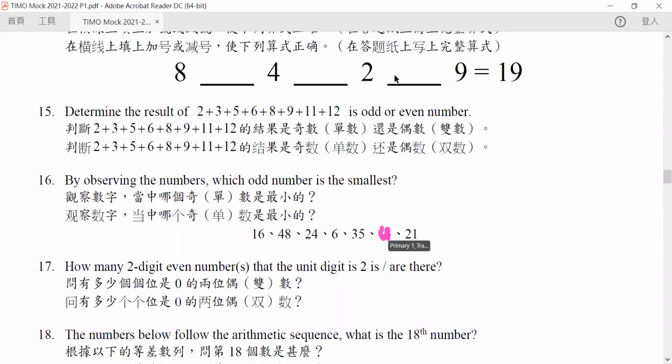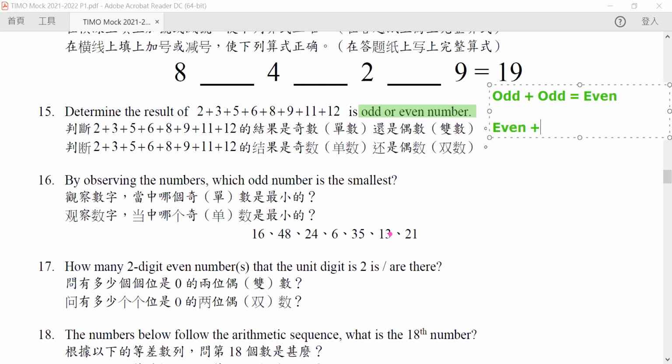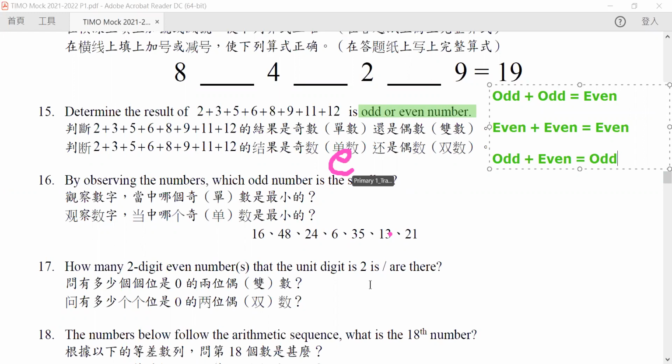Now, remember, for odd and even, there are simple rules. An odd number plus an odd number is equal to even. An even number plus an even number is also equal to even. But an odd number plus an even number is equal to odd. So by this, we can simply count them one by one.